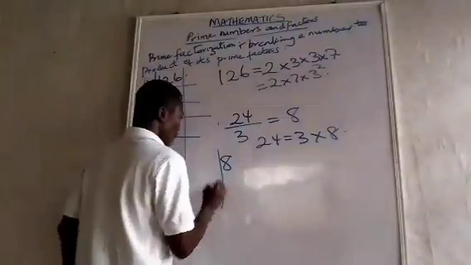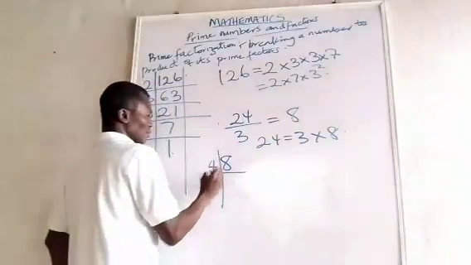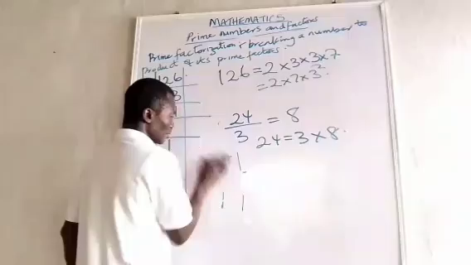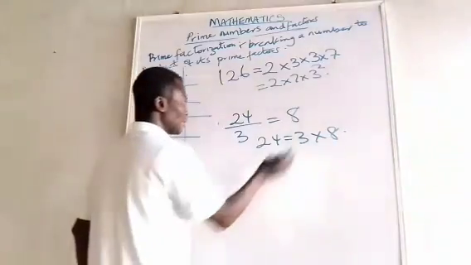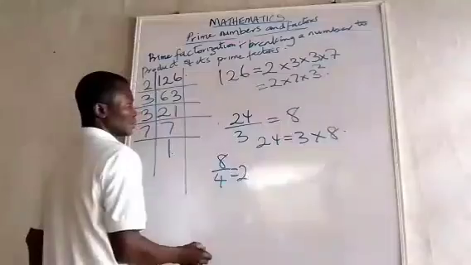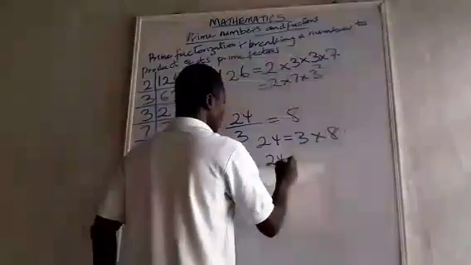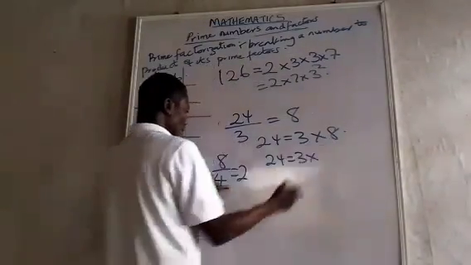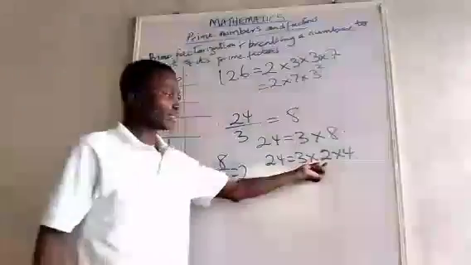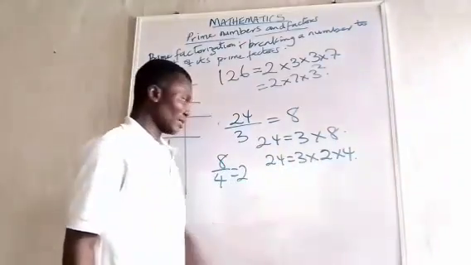So 8 divided by 4 gives me 2. Okay. Let me break it down again. 8 divided by 4 gives me 2. So it means that 24 still equals 3 times, what is 8 now? 2 times 4. But 2 is a prime factor, so I cannot break it down any longer.